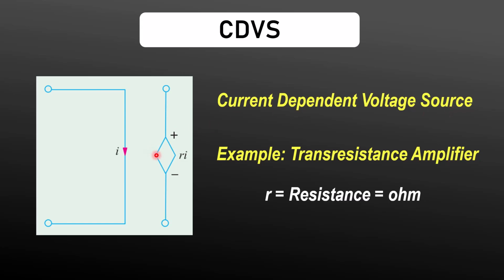The next type is CDVS, which stands for current dependent voltage source. Again, this is represented by a diamond shaped symbol. Since this is a voltage source, it is represented by Ri, where I is the current. That shows that it depends on the current, and R is the resistance that multiplies with the current and becomes a voltage. The real-time example of current dependent voltage source is the transresistance amplifier that converts the current into voltage.